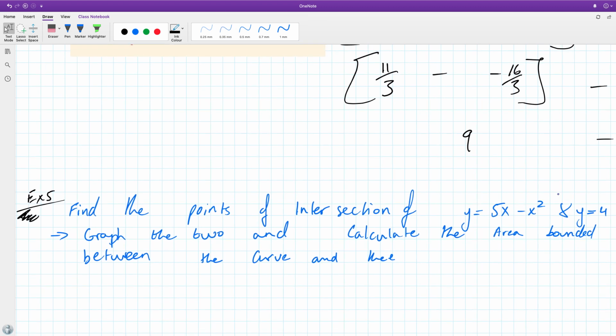Sorry about the last one. I didn't realize it came straight out of the book. Find the points of intersection of y is equal to 5x minus x squared, y is equal to 4. Graph the two and calculate the area bounded between the curve and the line.